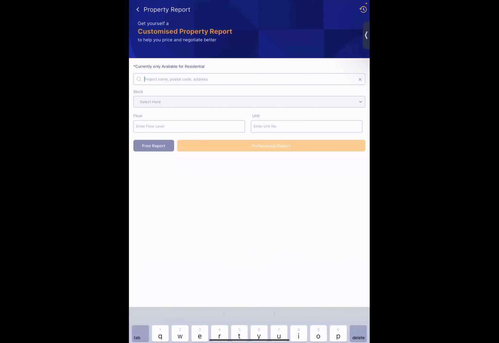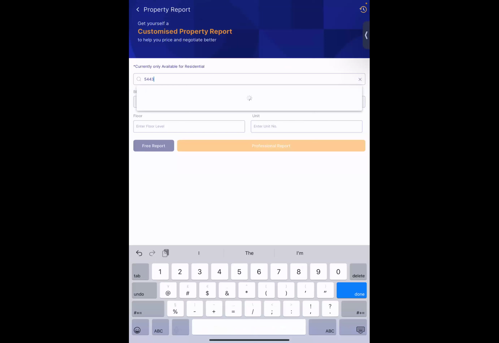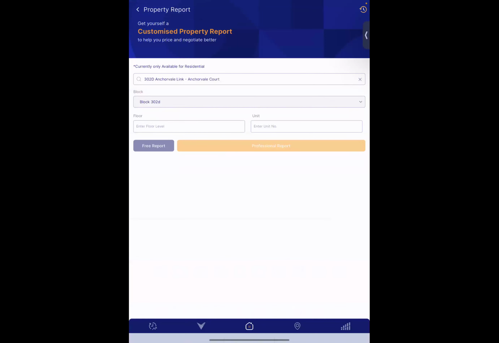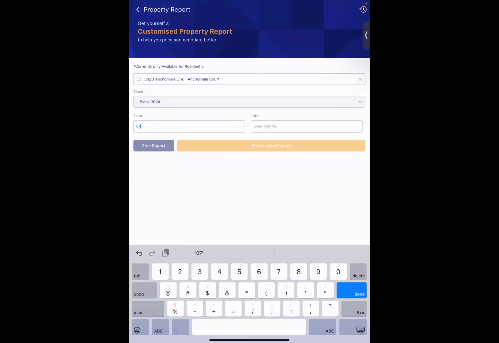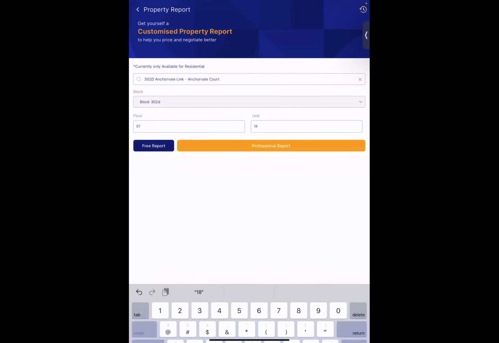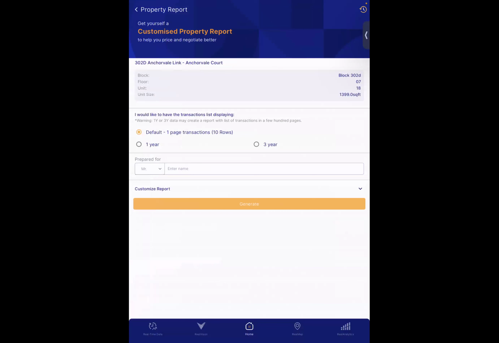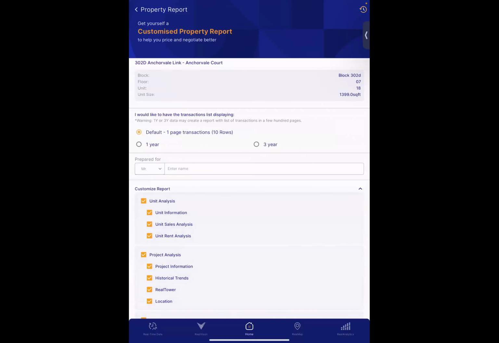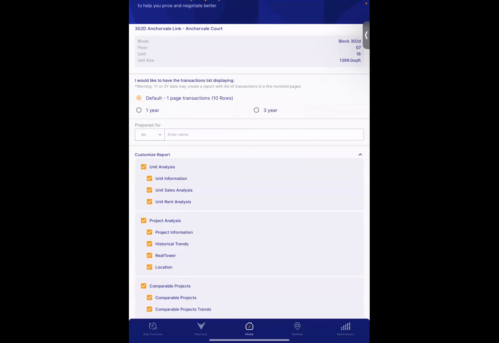So basically, when you are doing it, let's say I put in the address already. Below part, you can see customize. You click the arrow down. You can take out whatever you don't need. If you're doing a rental report, you can take out the sales analysis if you don't want it. So you make the report shorter, more concise, so you don't show your client unnecessary information.